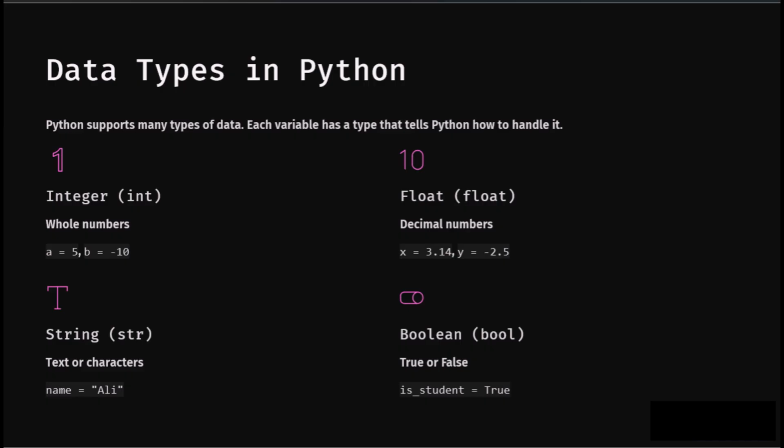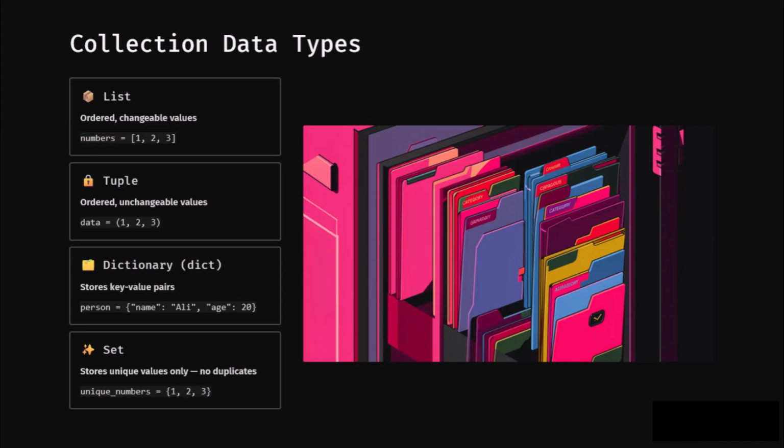Finally, we have the Boolean or bool. This is the simplest data type because it only has two possible values, True or False. We use these constantly for logic and decision making, such as checking a condition like is_student = True. Understanding these categories is the first step toward writing real programs, as Python performs different operations based on the data type you choose. Collection data types.